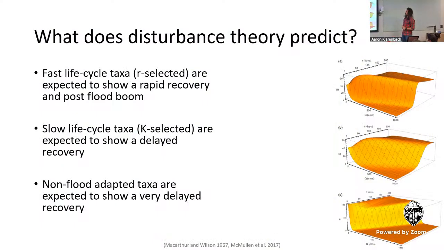But so what does disturbance theory predict? So we expect that fast life cycle taxa are going to show rapid recovery with a post-flood boom. Slow life cycle taxa are expected to show delayed recovery, and then finally non-flood adapted taxa are expected to show a very, very delayed recovery. This is a figure from Lauren McMullen's paper showing population responses in that model.